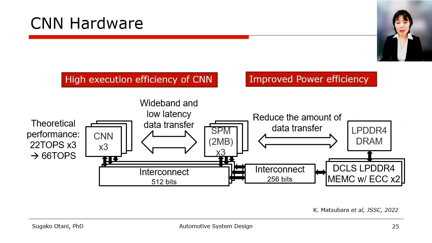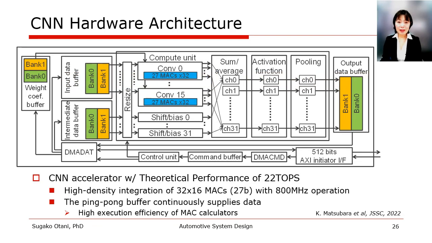The theoretical maximum of 66 TOPS in a single device's LSI is based on the practical approach to cost and implementation in the 12-nanometer process. Here is a detailed block diagram of the CNN processor. It's implemented with 32 by 16, 27-bit precision multiply and accumulation operators, major activation and pooling functions.